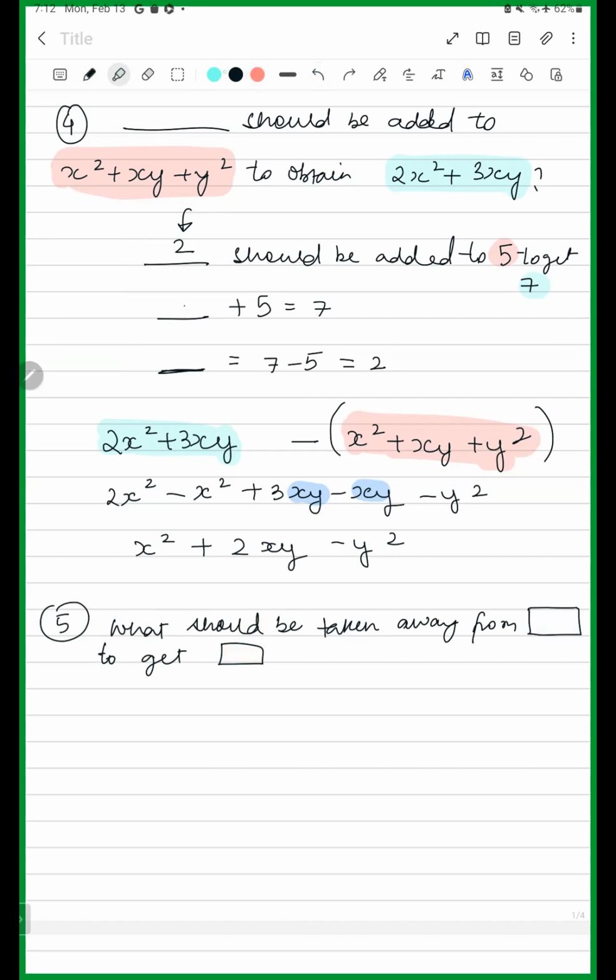Wait. Fine. So just put any random small number which you can easily calculate into these boxes. For example, what should be taken away from 10 to get 4? You know the answer. What should be taken away from 10 so that you can get 4?